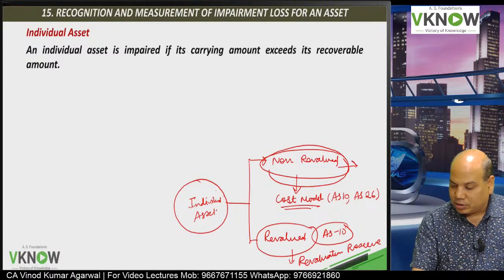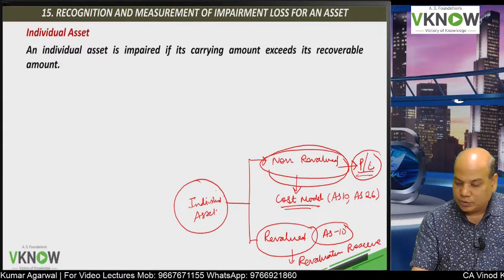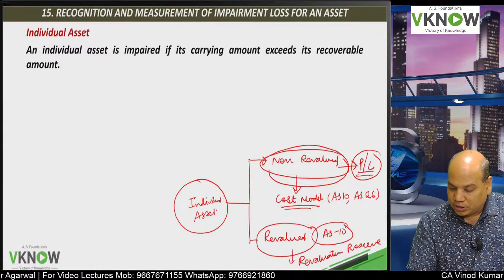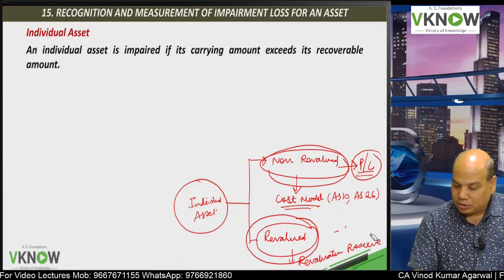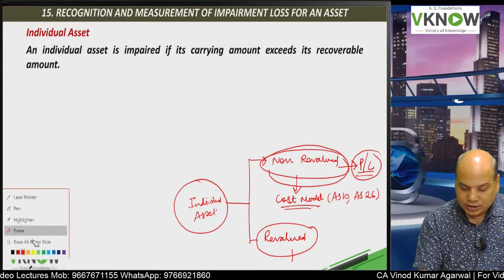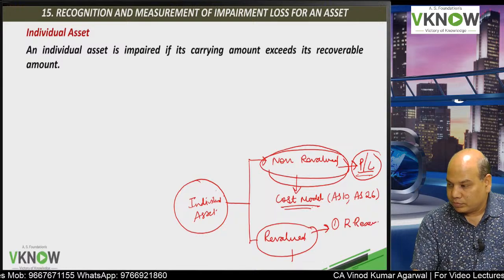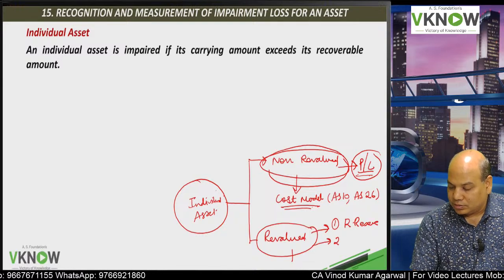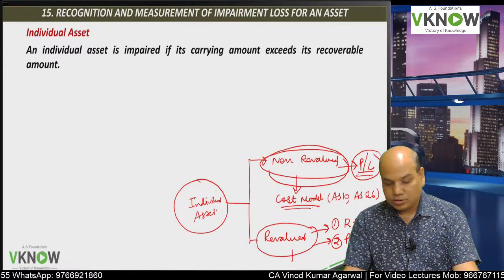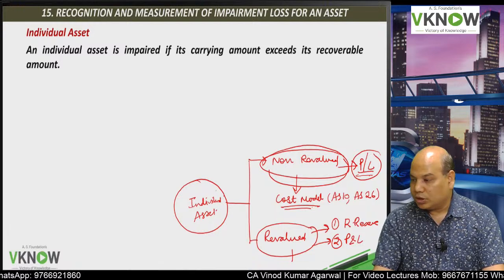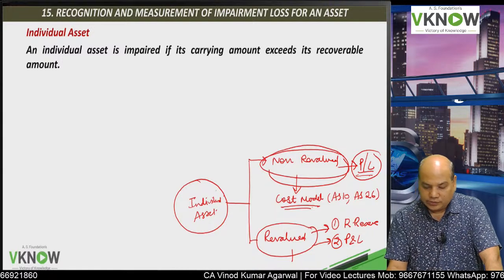if there is an impairment loss for a non-revalued asset, the impairment loss is transferred to profit and loss account. But in case of a revalued asset, if there is an impairment loss, the impairment loss will be first adjusted against revaluation reserve, and then any balance will be adjusted against profit and loss account. That is how the accounting for revaluation will be done. Okay, so let us read.